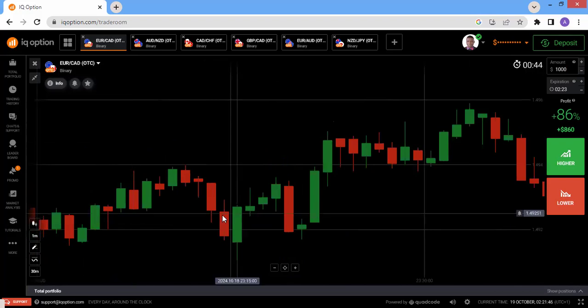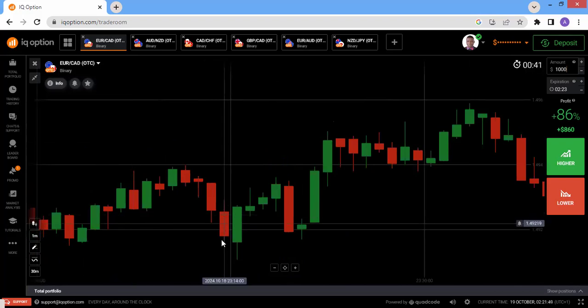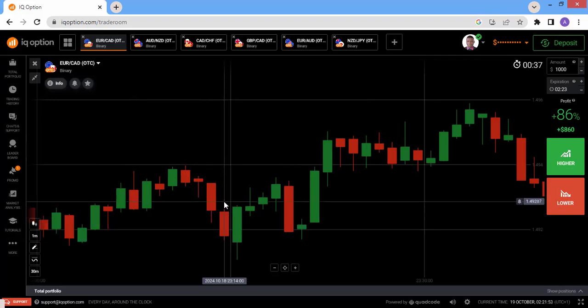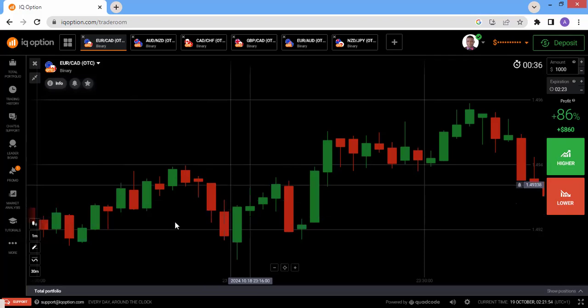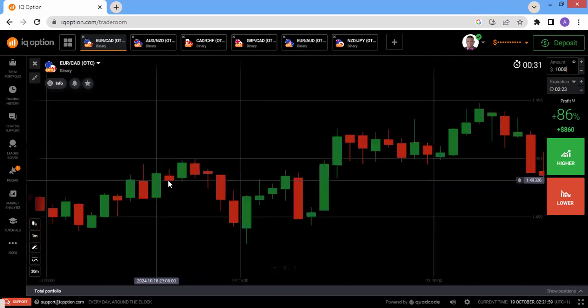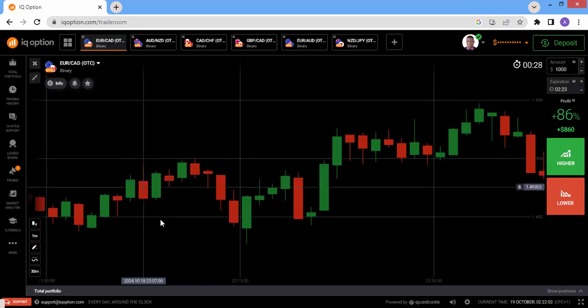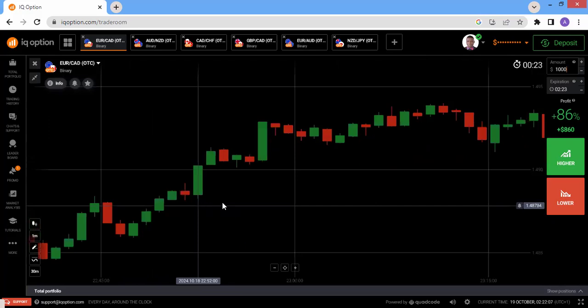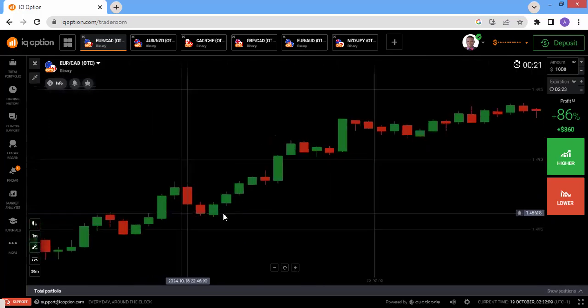Nice one also. You can see that when we sweep the low and then we close above the wick, you can see the next candle. Almost all of them are going. I think it is this one. This is the only one that doesn't work. So we want to see that one in the direction of where we are trading. You can see the one I'm talking about. This is the perfect one.